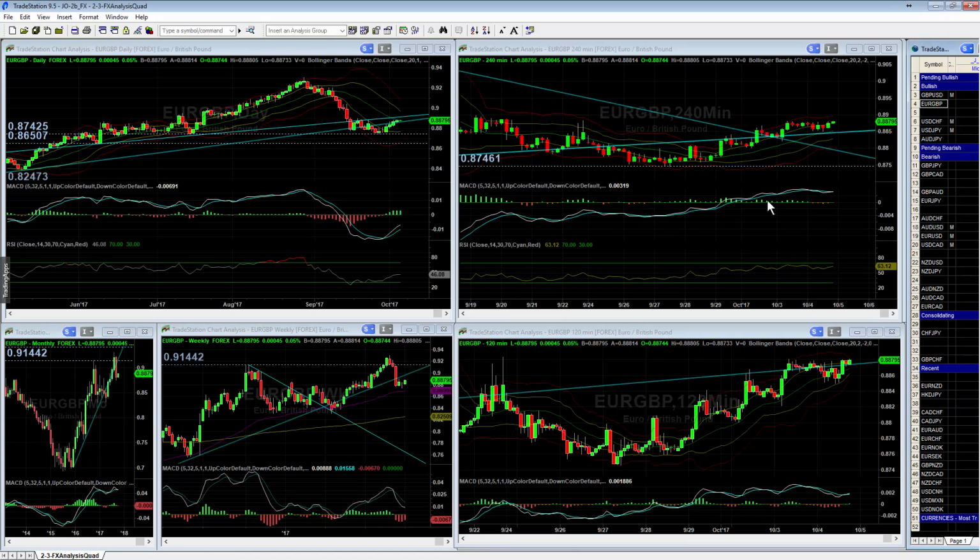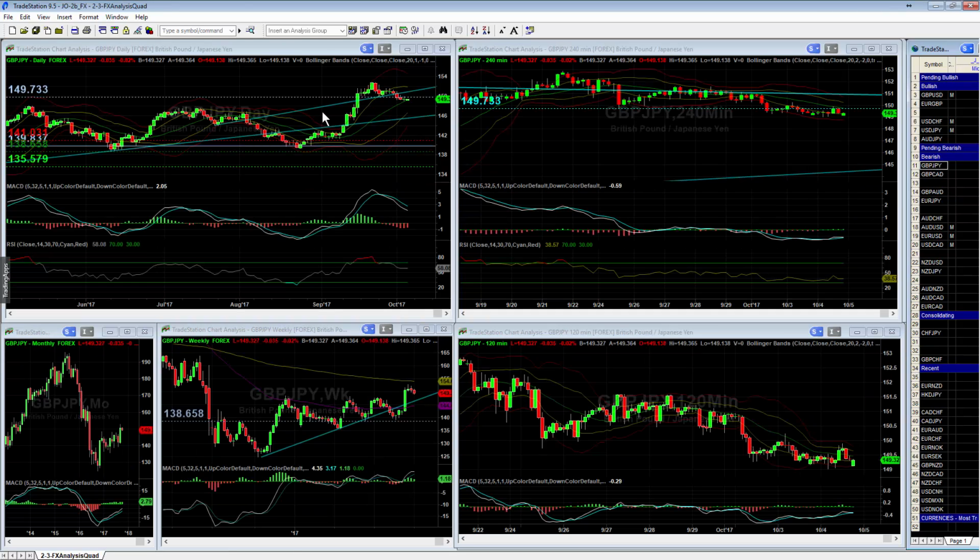For the euro pound, that one did bounce off that support line and continues to inch higher. It's slowing down a little bit as it nears this previous trend line that we had broken through. So let's watch what happens there. And it's also threatening to break through a little bit of the pivots above there.